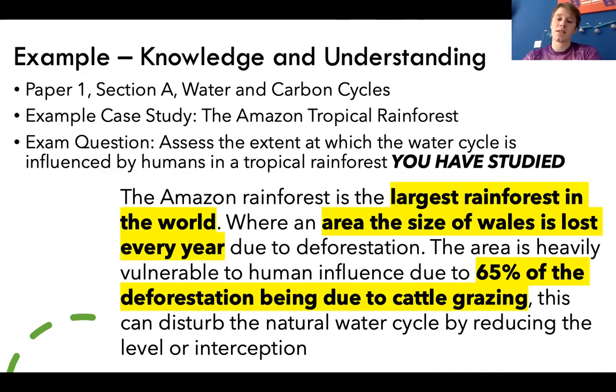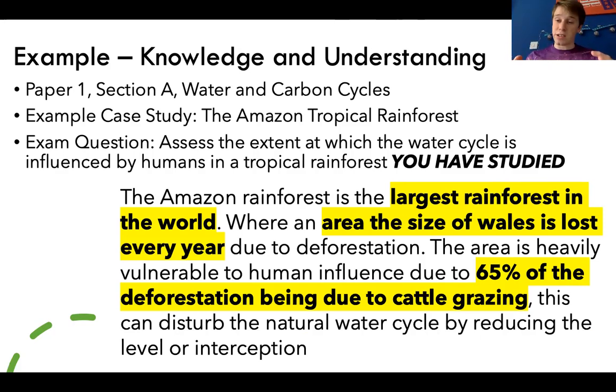So here we are. The Amazon rainforest is the largest rainforest in the world, where an area the size of Wales is lost every year due to deforestation. The area is heavily vulnerable to human influence due to 65% of deforestation being due to cattle grazing. This can disturb the natural water cycle by reducing the level of interception. What's meant to say of? I'll have to edit that later. So as you can see here, what I've written, if it's highlighted in yellow, that's what I've meant by knowledge and understanding. So largest rainforest in the world, that's key facts.